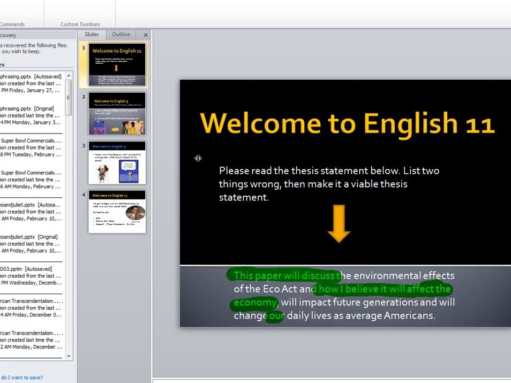Now, you may remember something called parallelism. That means that the sentence flows smoothly and all verbs have the same tense and form. All gerunds have the same form and look. So let's look at this. It says, this paper will discuss environmental effects of the ECO Act and how I believe it will affect the economy. Will impact. We could get rid of this will impact. So it just said will affect the economy, comma, future generations. And then change and effect are pretty similar in the situation. So I would say we could just take those out too.